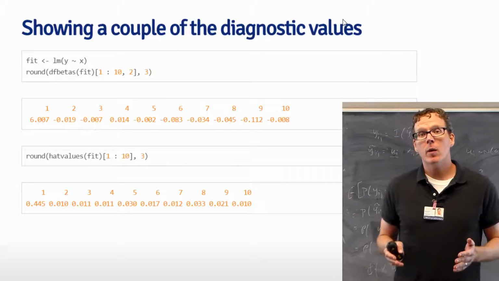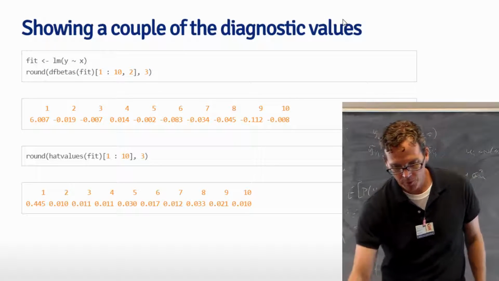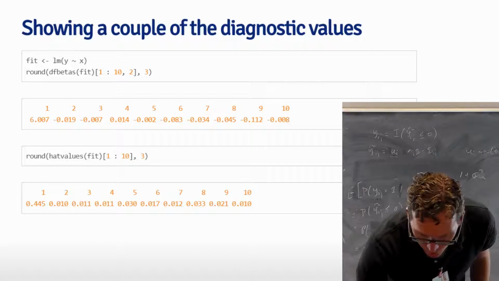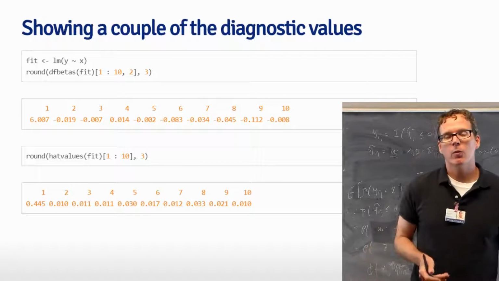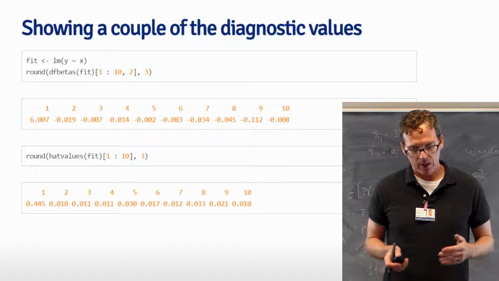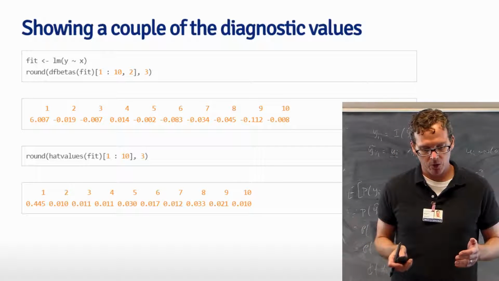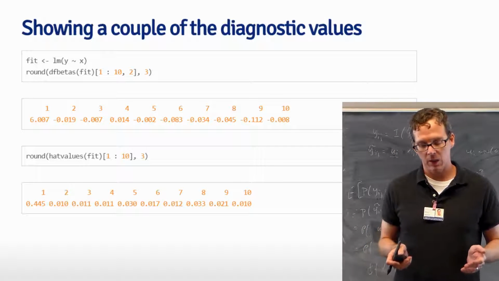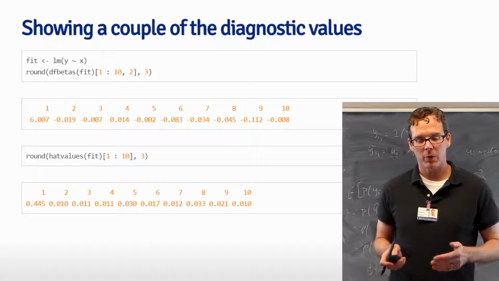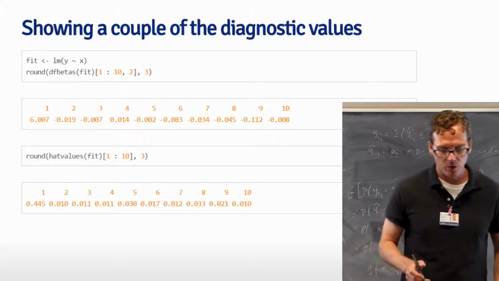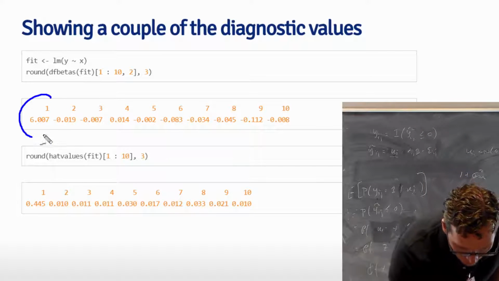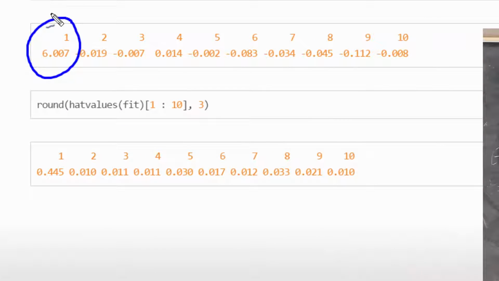So let's look at a couple of the diagnostic values. The first thing, why don't we look at the DF betas? So here's the DF betas. The round statement here just rounds it to the third decimal place when I put the 3 there. And notice this first point, which is the 10,10 point, is orders of magnitude larger of a DF beta than the remaining points.